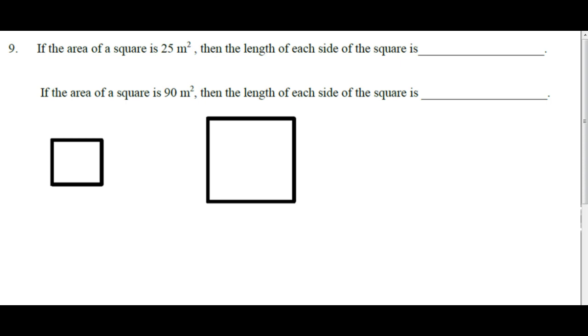If the area of a square is 25 square meters, then the length of each side is 5 meters. If the area of a square is 90 square meters, then the length of each side of the square is?